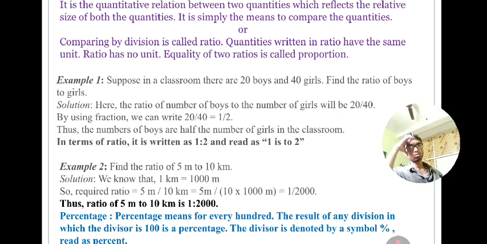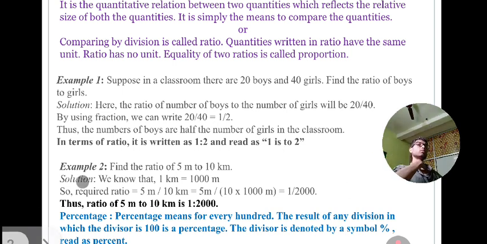Boys are half the number of girls in the classroom. In terms of ratio, it is written as 1 is to 2, and it is pronounced and read as 1 is to 2. You can see, in the written form it is written like that, but when we read it, we read it as 1 is to 2.